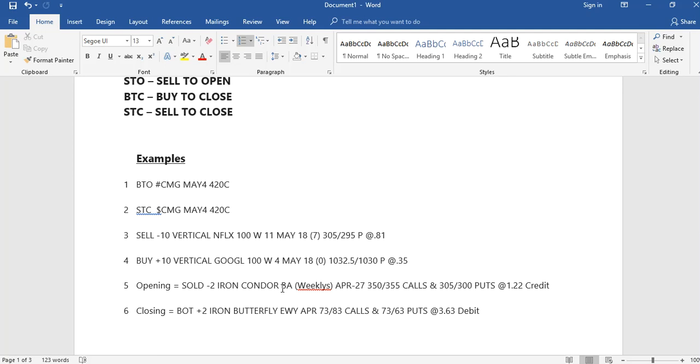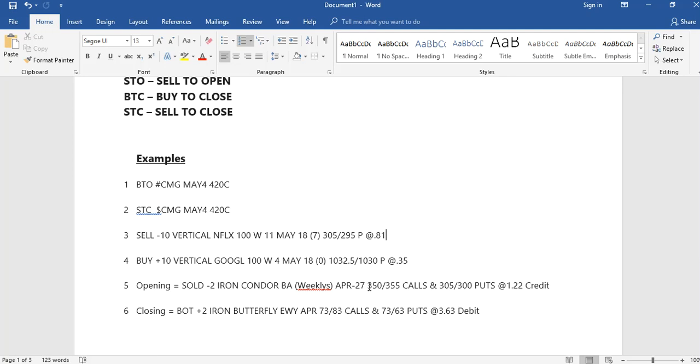Again, they did not identify with a hashtag or anything in front of this, so you just need to know that the ticker symbol followed after the strategy name. They let us know that these were weekly options. They specify the expiration date of April the 27th. Since it's an iron condor, an iron condor has 4 legs. There's 2 legs for the call and 2 legs for the put.